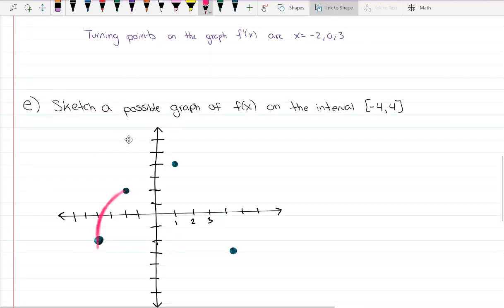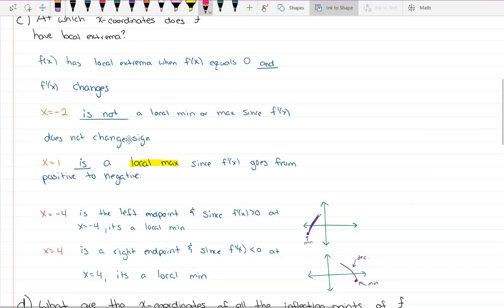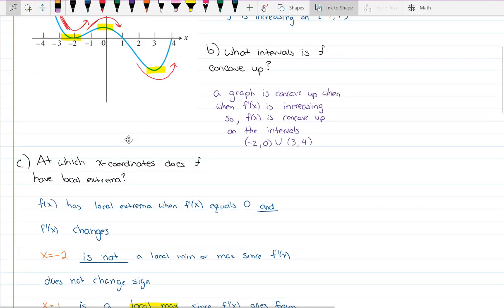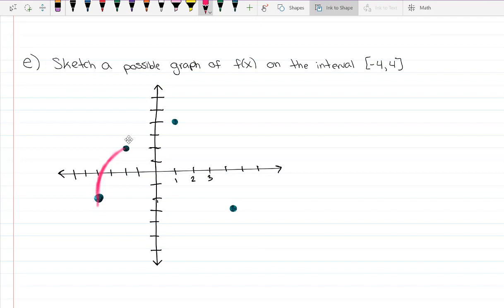Now what happens at -2? Is it a max or a min? At -2, it's not a max or a min. That means we have a shelf. It kind of plateaus, kind of like x cubed. But does it stay concave up or concave down? Well, it's concave up from -2 to 0. So we go back to our graph. So it's going to go from -2 to 0 and be concave up.